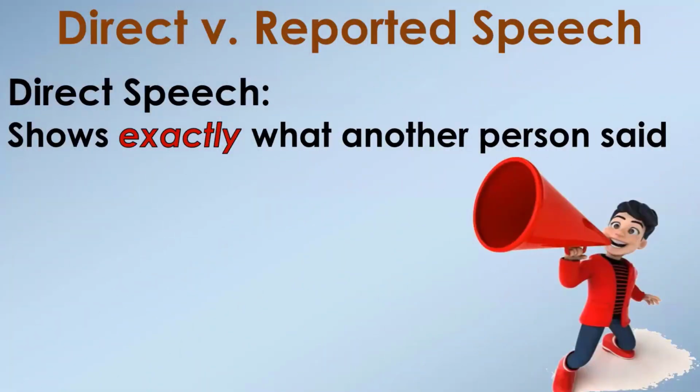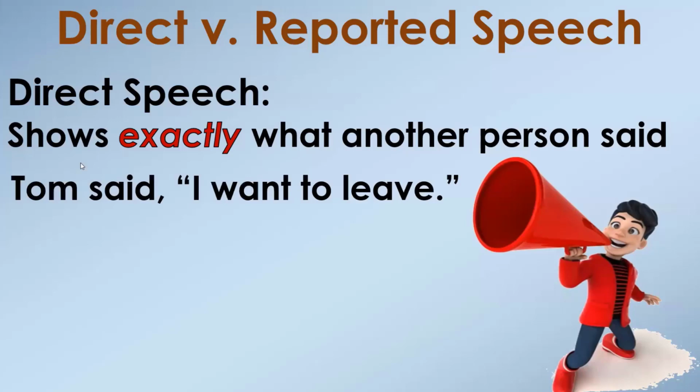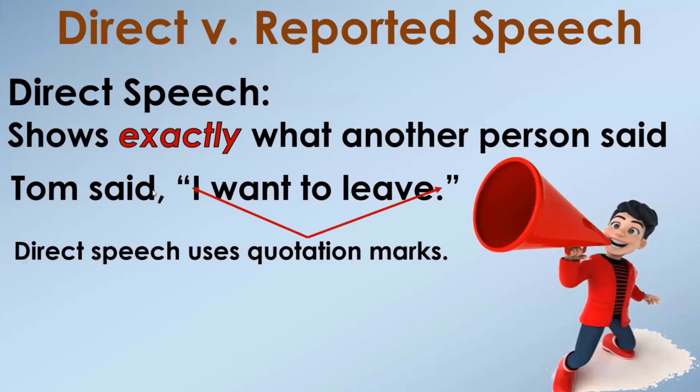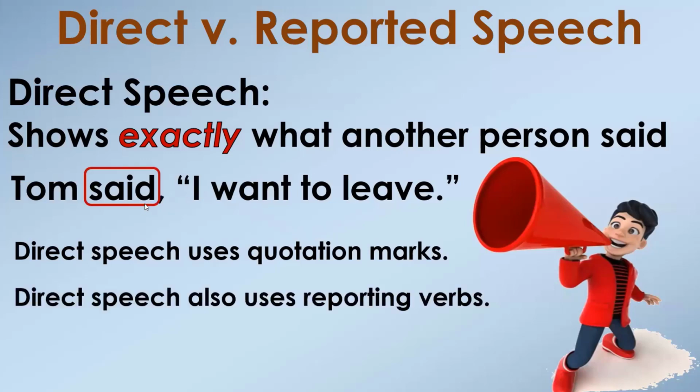Okay, so let's begin by talking about the difference between direct or quoted speech and reported speech or indirect speech. So when we use direct speech, we're showing exactly what another person says. So for example, Tom says, "I want to leave." So here you can see we use quotation marks because we're showing exactly what Tom says.